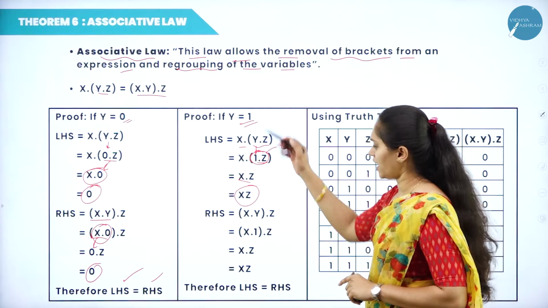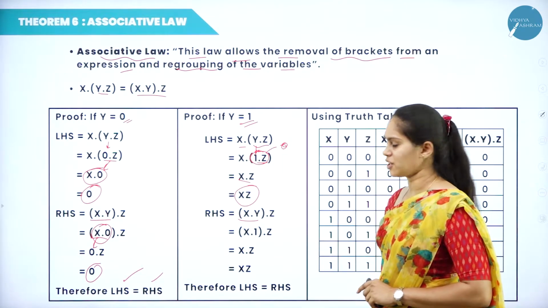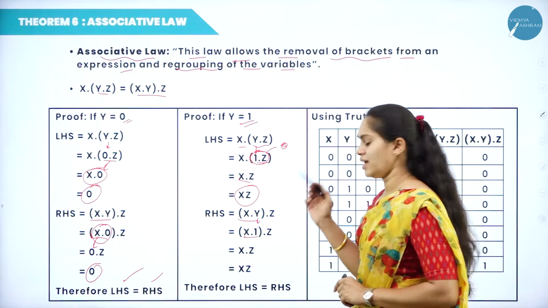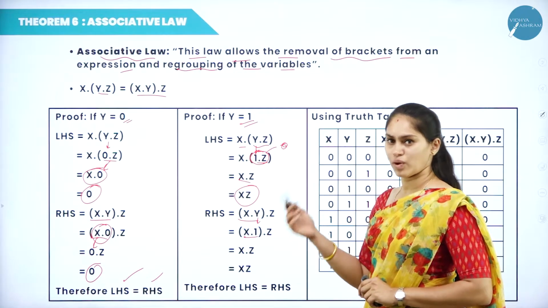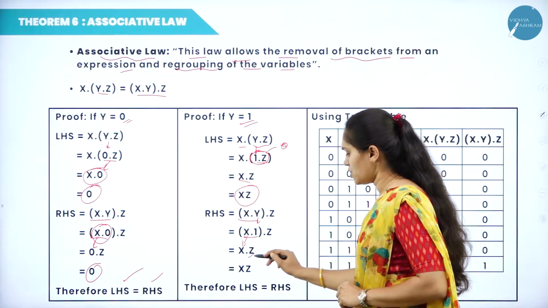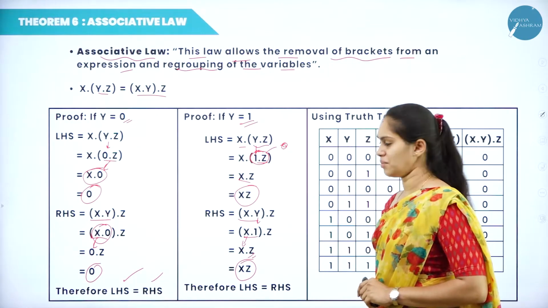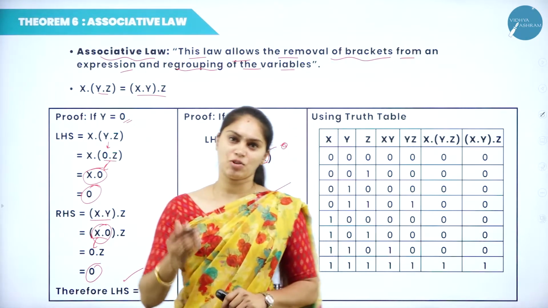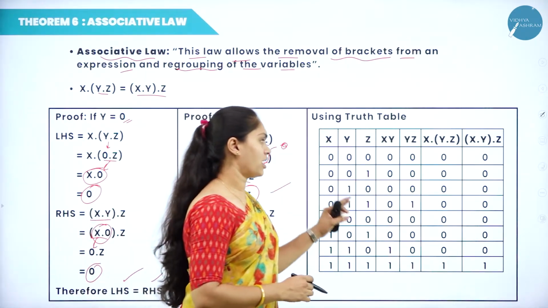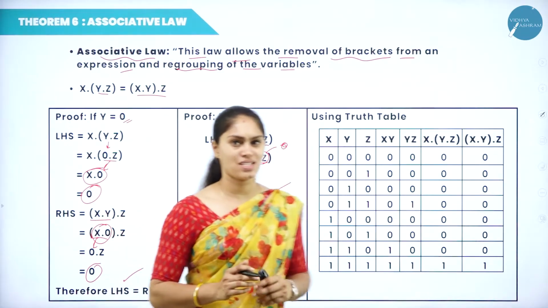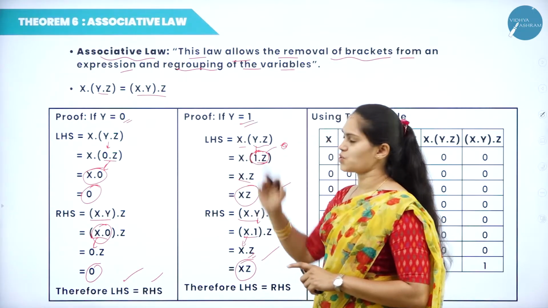We'll see the RHS here, that is (x dot y) dot z. In the place of y, take the value as 1, x dot 1. If I multiply any variable with 1, then it will be that variable. So consider this as x dot z. It can be written like this. That means we have proved LHS is equal to RHS. The same thing you can see here in the truth table. Both yield the same result. That means we are done with this associative law.